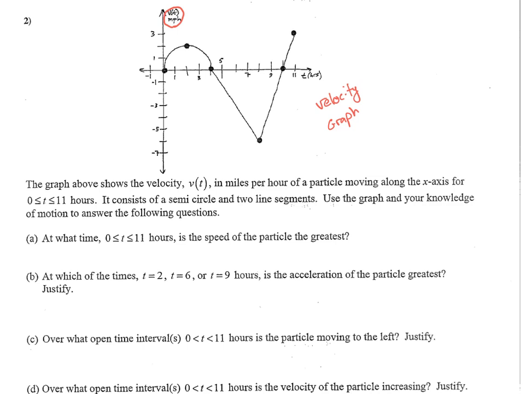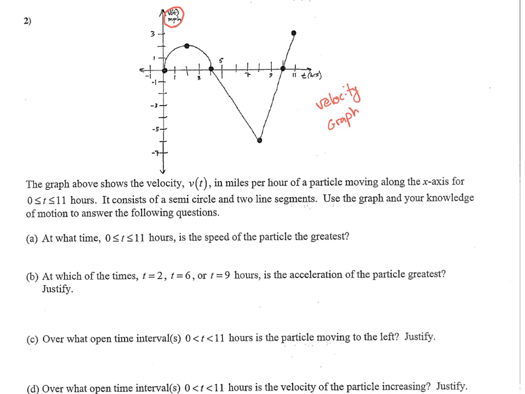So we'll have to think hard and make sure that we know what level of graph we're looking at and whether or not this graph is being used to answer the question in the right way. Okay, so the graph above shows the velocity in miles per hour of a particle moving along the x-axis, just a line, from 0 to 11 hours. We've got a semicircle and two line segments. And then part A asks, from 0 to 11 hours, when is the speed of the particle the greatest?